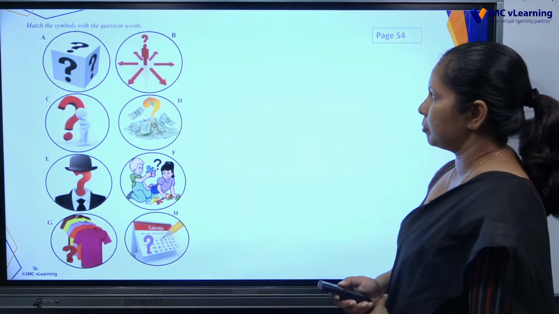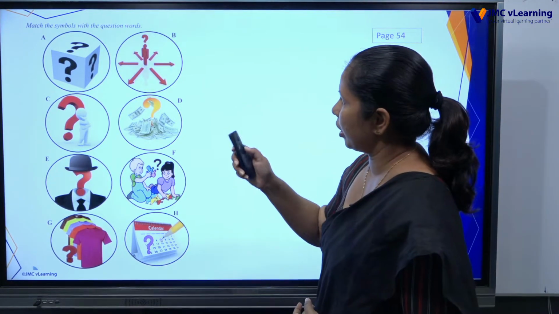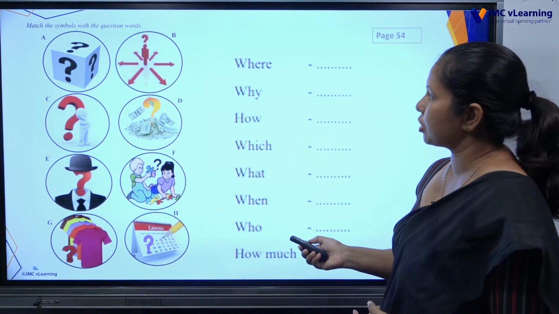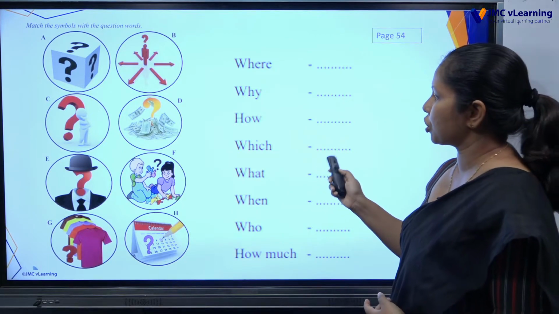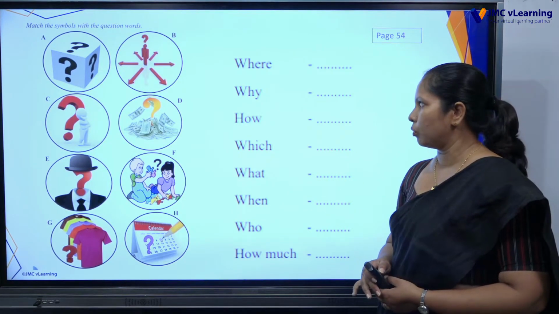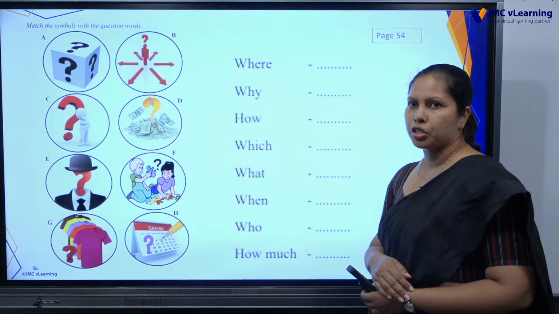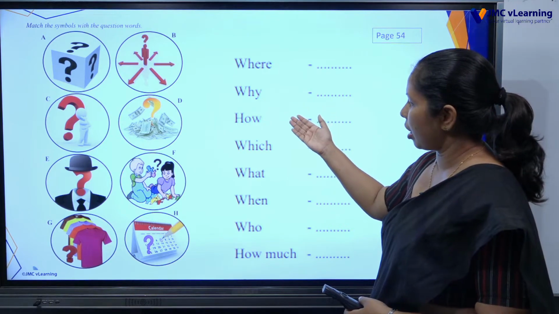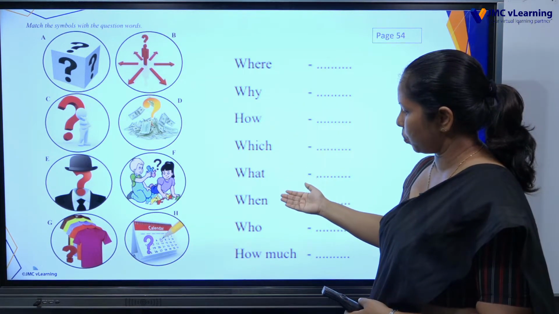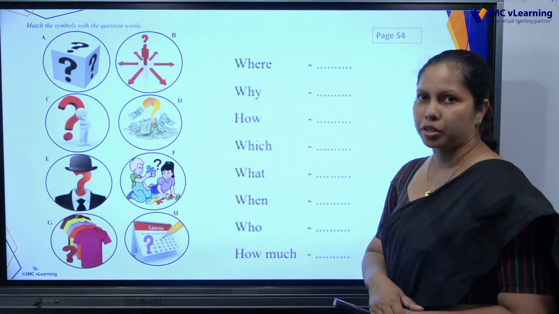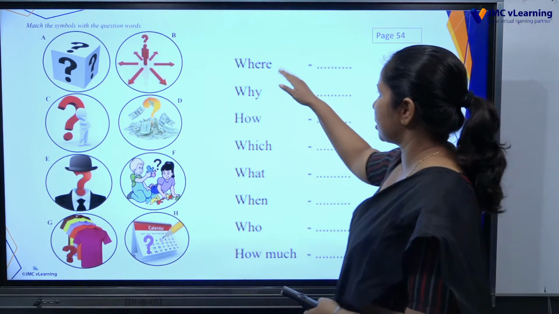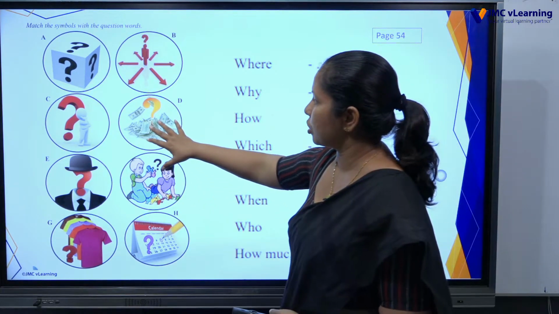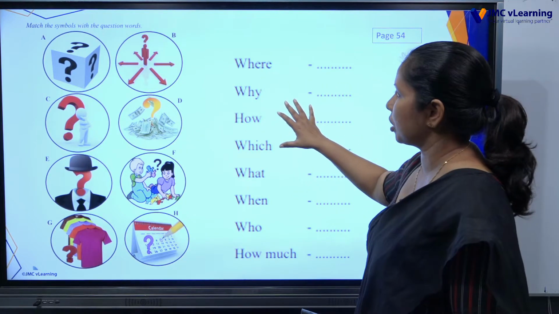Now we'll go to the next activity in your book. Here you will get some pictures, Picture A, B, C, D, E, F, G and H. You need to match these symbols with the question words. Normally when we are asking questions, there are some words which we use: where, why, how, which, what, when, who, how much. We use these words in the question form. So now we need to match these symbols with these question words. Where?